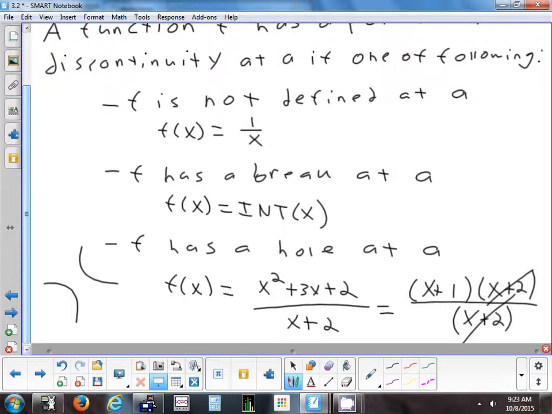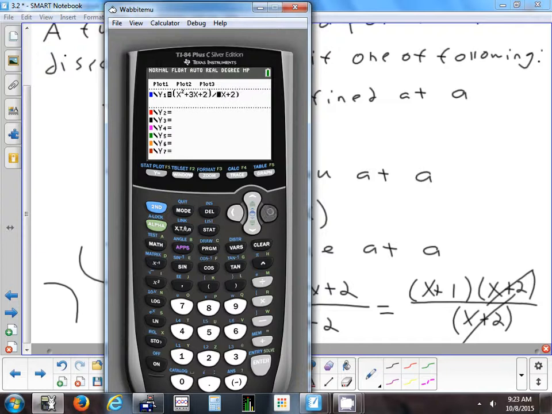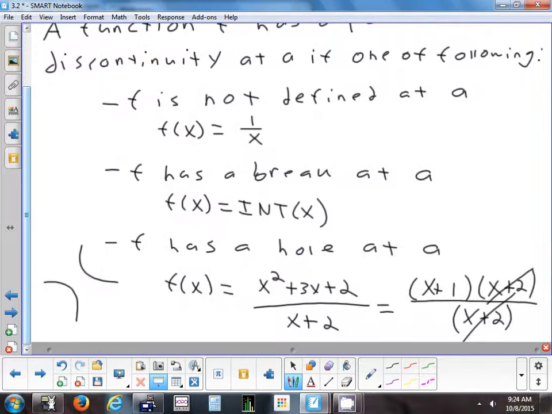Okay, if I change the bottom to x plus 3, just change it from a 2 to a 3, totally changes how the graph looks. So let me just show you the difference. There's not going to be a hole in the graph anymore, because x plus 3 is not a factor in the top. So just changing one number, totally different. Okay. Yeah. So we'll talk more about that.